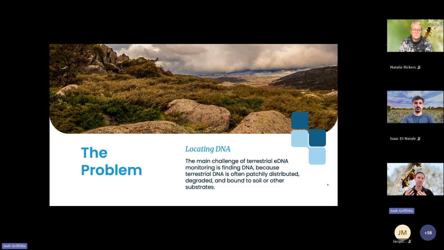Unlike in aquatic systems, where the DNA will diffuse and disperse through the water column and with flow, in terrestrial systems it largely remains static. So you have these traces of DNA that are very patchily located, and you can't simply do things like filter large volumes of water, which you can do in aquatic systems. So locating that DNA becomes a significant challenge to your survey or sampling design.